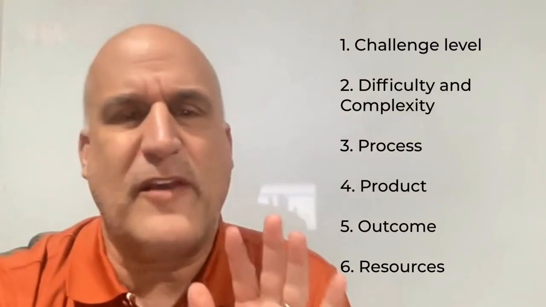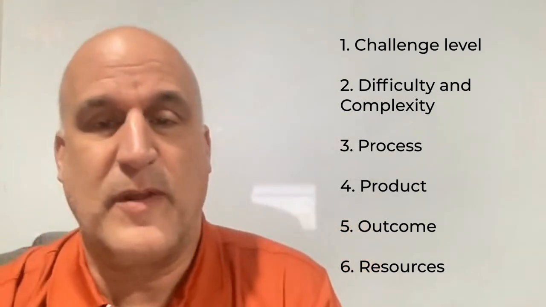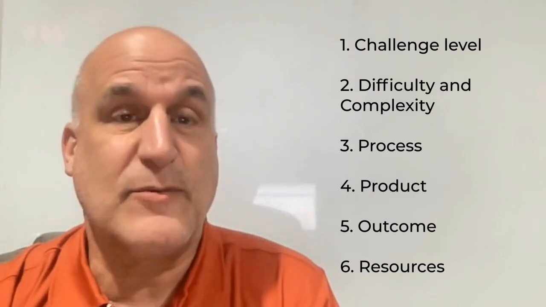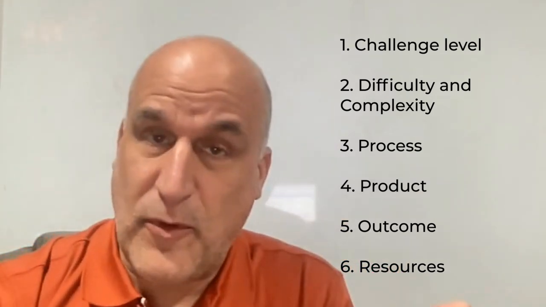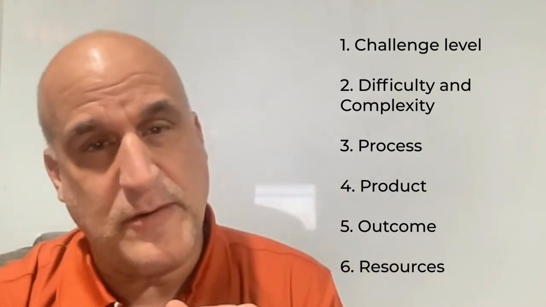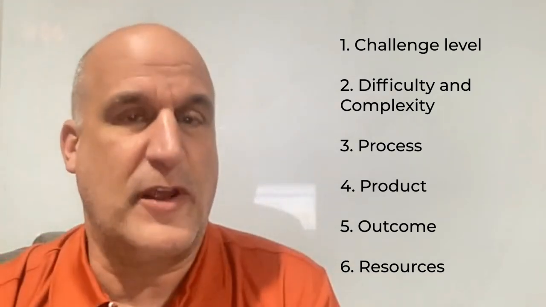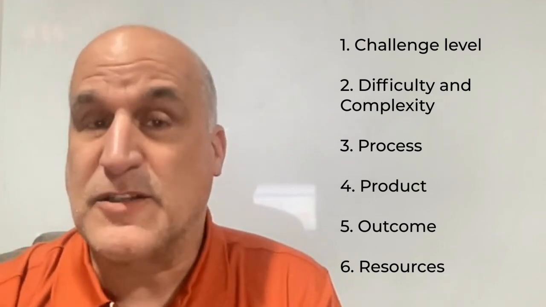There are different ways to think about your tiering, and here are 6 of them I'm going to talk about very briefly. There's the challenge level. This is the level of thinking you're asking someone to do. There's the complexity. Are you asking them to do something simple or something with more complexity to it and more difficulty? It could be the process. So how are students doing the learning? That can be divided into 3 parts as well. It might be the product. So what are they turning in?